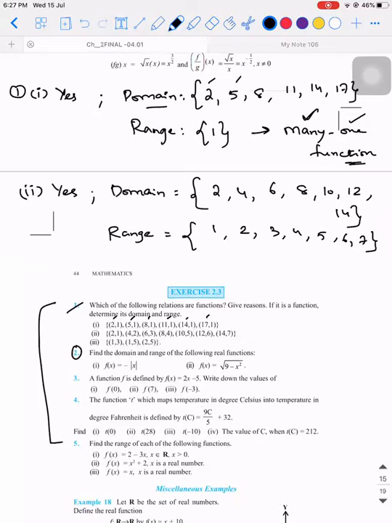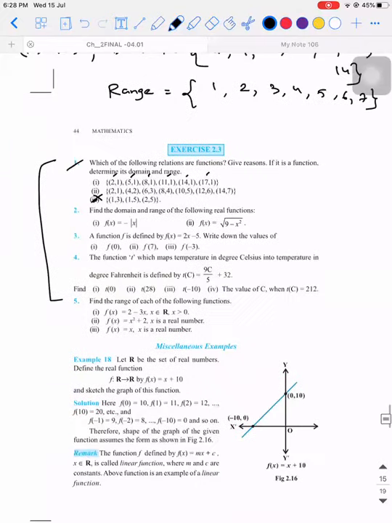Okay. Third one. No, sir. No, because one is related to 3 and one is related to 5. Same input has different outputs. It's not a function. Okay. I will come to this domain concept at the end. So as of now, let's hold it. Now do the third one.